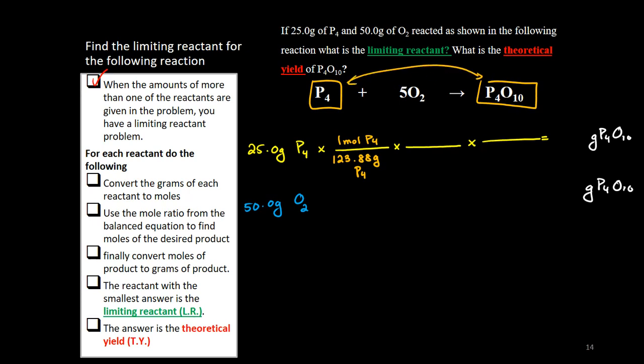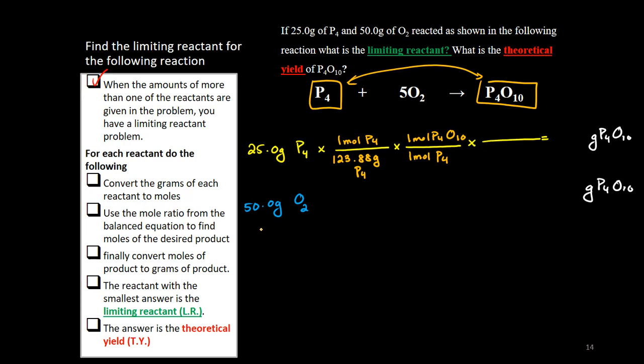It's 1 mole of P4 for every 1 mole of P4O10, and I want P4 to cancel out. So 1 mole of P4 is going to be on the bottom. Then 1 mole of P4O10 is going to be on the top, because P4O10 is where I'm going. Then the next thing I need is the molar mass of P4O10, or tetraphosphorus decoxide.